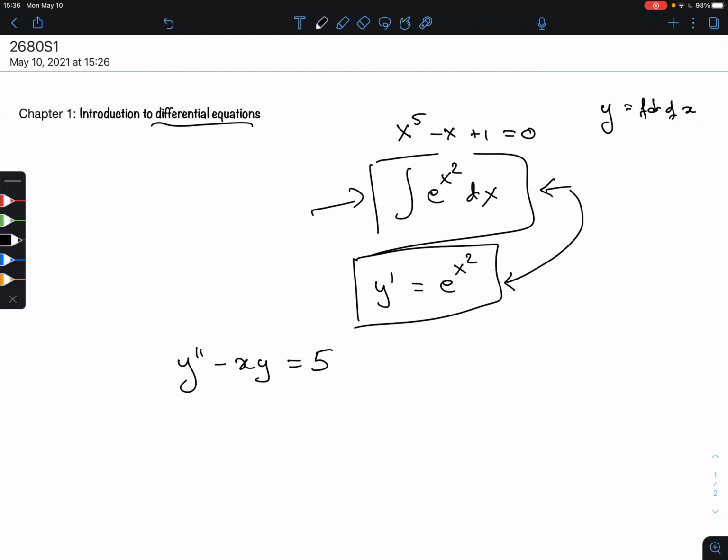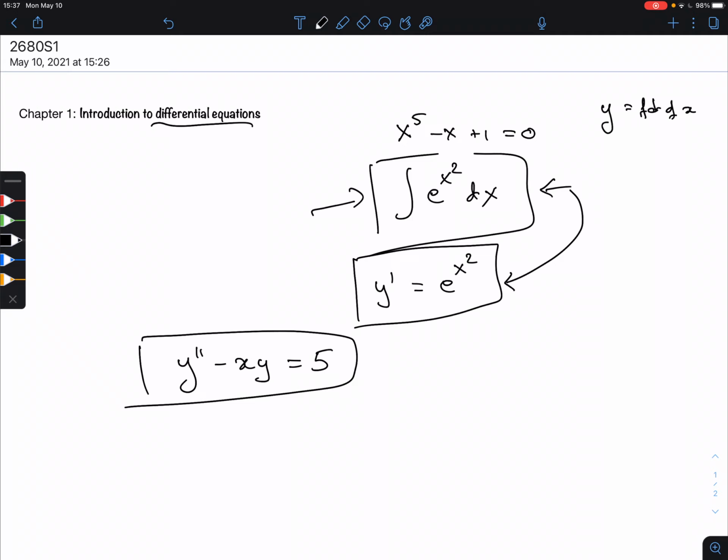Again, what is the solution to this differential equation? It would be a function so that if you take the second derivative of the function and subtract x times the function, then you get 5. Now you might say perhaps this doesn't exist. That's another problem. Do these things exist? And if they exist, can we write them down?